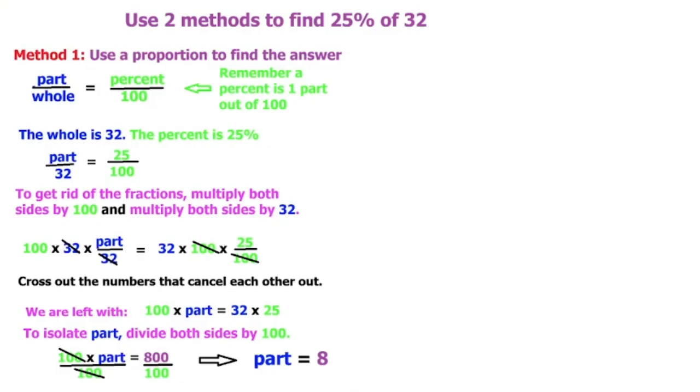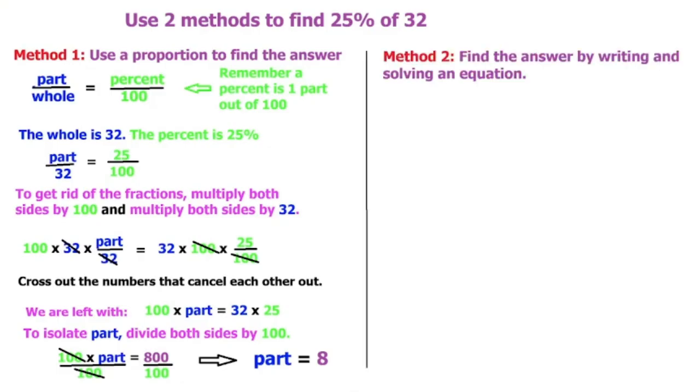Now let's look at the second method. Method 2. Find the answer by writing and solving an equation. So this is actually a bit easier. So part equals the percentage of the whole, which is what I said at the beginning. Of means multiply. So 25% of 32 just means 25 percent times 32. And here it is. The part that we're looking for is 25% times 32.